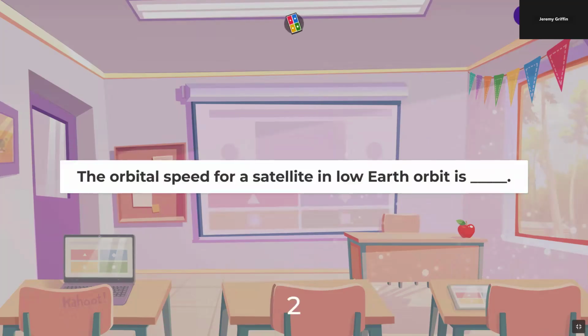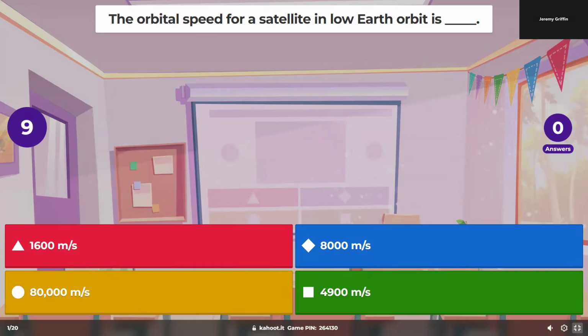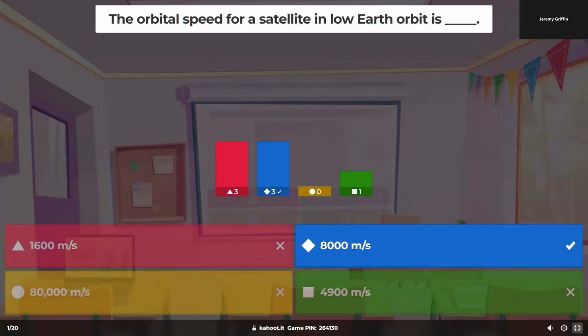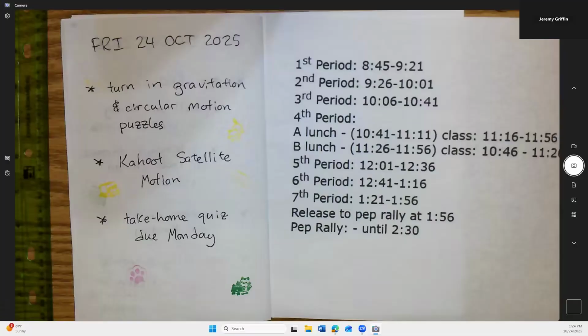All right, orbital speed of a satellite in low Earth orbit. Start with some trivia here. Do you remember how fast? I think it worked out to about 7,900 meters per second. So here's where that comes from. Let me give you a review. Actually, I think I have a poster for that too. Yeah, it's right here.